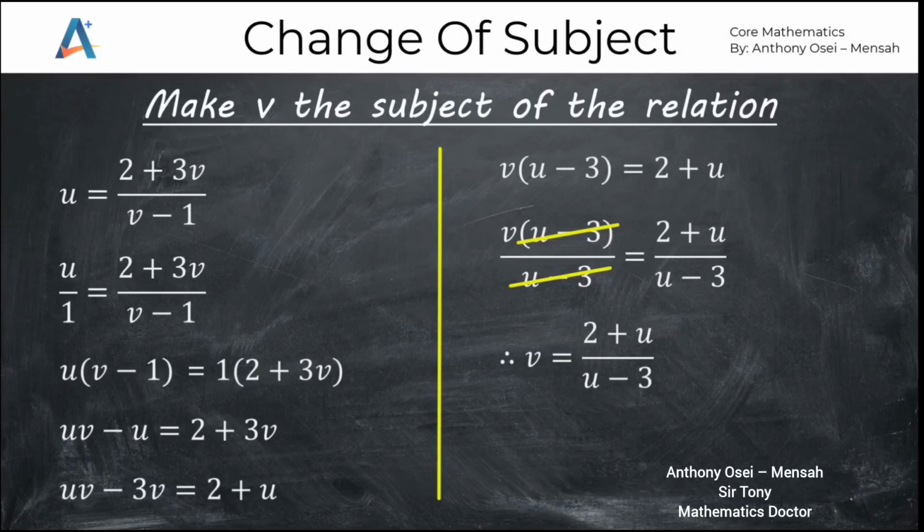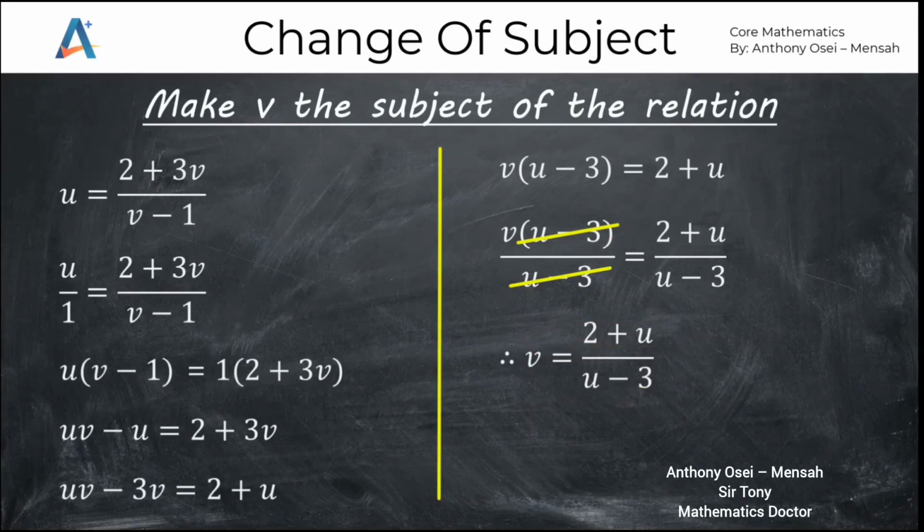Now let me clarify something before we go to the next question. Over here, we divided both sides by u minus 3 because of the equal sign. Whatever you do at the right hand side of the equal sign, you do the same thing at the left hand side of the equal sign. That is the rule for the equation or the relation. So don't forget. So we can now conclude that our final answer is v is equal to 2 plus u divided by u minus 3.